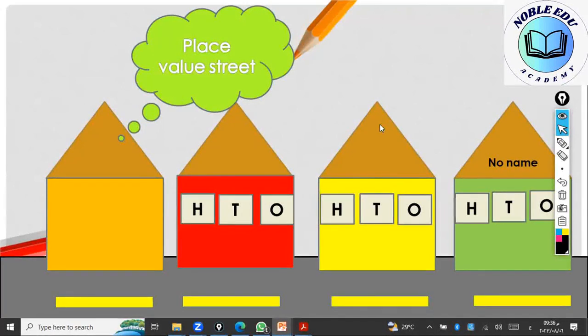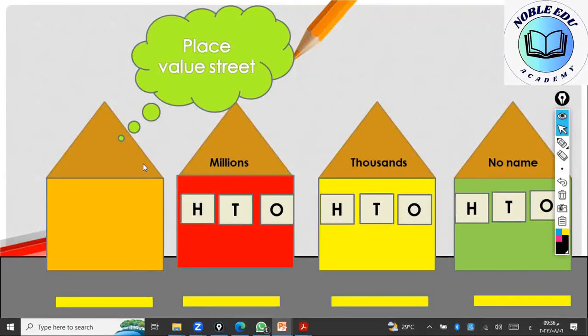Now ask the second house, can you tell me your name? Yes, I am the thousand house. And here I have a new house. Can you tell me your name? Yes, I am the Millions house. So I have now a new house called Millions.